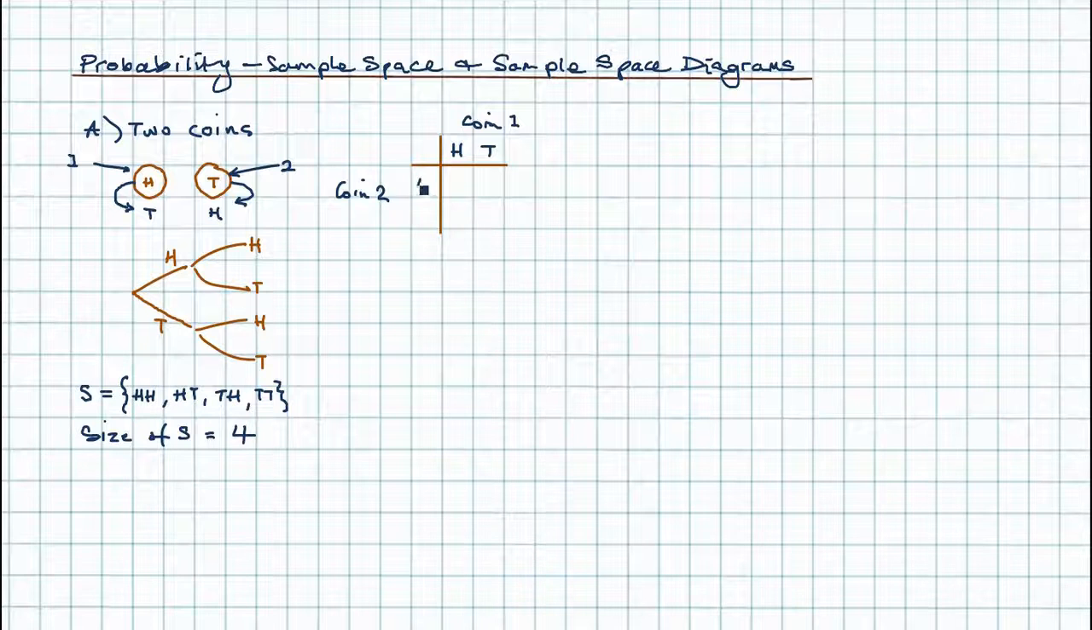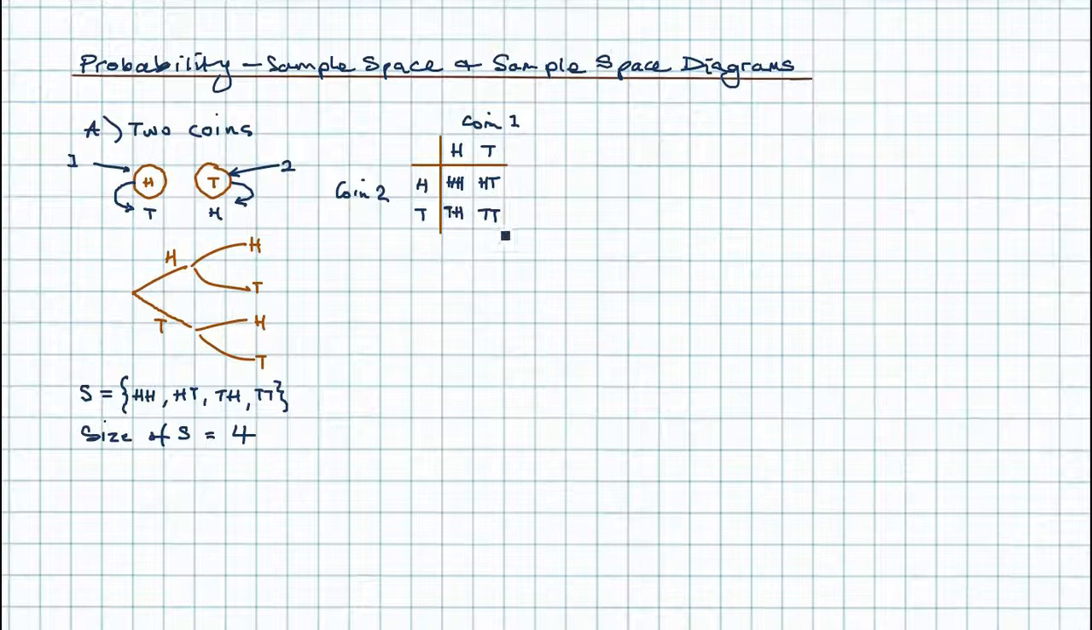So coin 1 is either a head or a tail, so those are our headers. Coin 2 again is either a head or a tail. And then the sample space is in this part of the sample space diagram, so we simply fill in the product, or if you like, the combination of head-head in this box here, then head-tail, then tail-head. So order matters when we're thinking of all possible outcomes. So tail-head and head-tail are different. And finally, tail-tail.